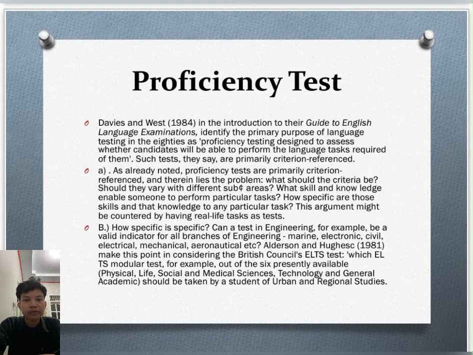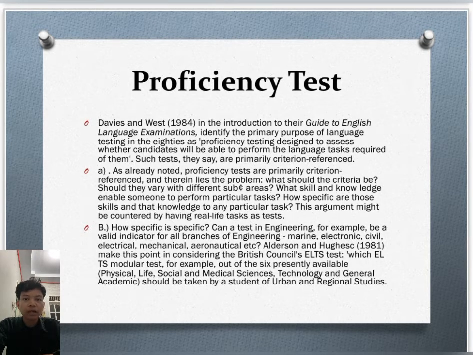What skills and knowledge enable someone to perform particular tasks? How specific are those skills and that knowledge, and those particular tasks? This argument might be countered by having real-life tasks as tests. B. How specific is specific? Can a test in engineering, for example, be a valid indicator for all branches of engineering? Marine, electronic, civil, electrical, mechanical, aeronautical, etc.